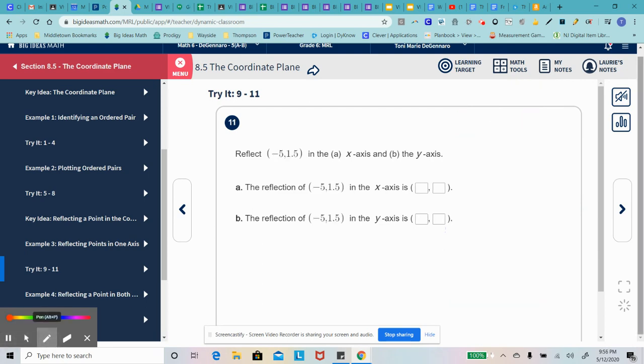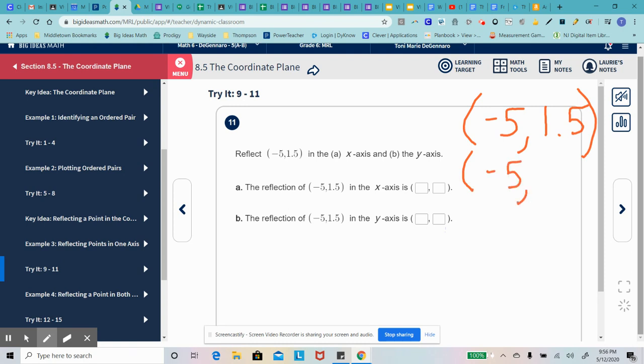Okay, so for number 11, we're going to have (-5, 1.5). It says for A, we're going to reflect in the x-axis. That means your x is staying the same, but your y is going to find the opposite. So it's no longer going to be +1.5, it's going to be -1.5. Okay, so this is your answer for A.